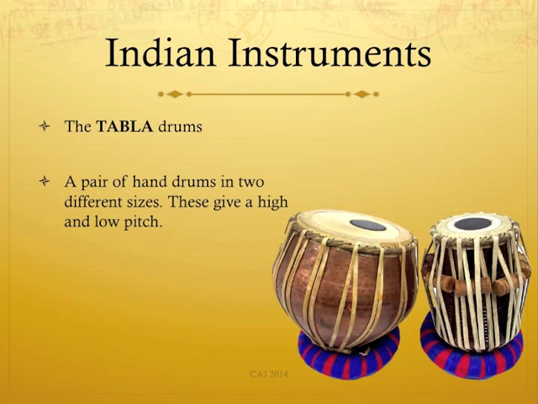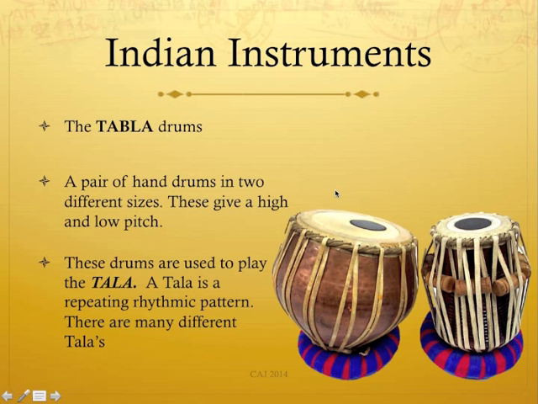Now these are a pair of hand drums and they come in two different sizes. We don't have to choose between them. A tabla player would use both the drums at the same time, and the reason there's two different size drums is they give a high and a low pitch. This is the smaller drum here, which gives a higher pitch sound, and this is the low pitch drum here, which gives obviously a low pitch sound.